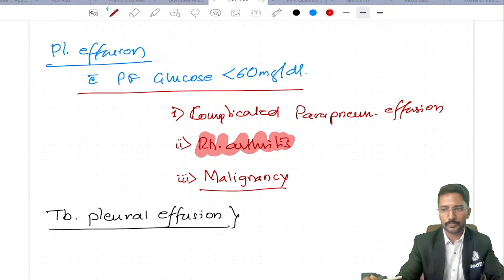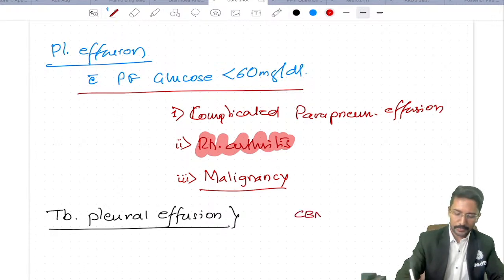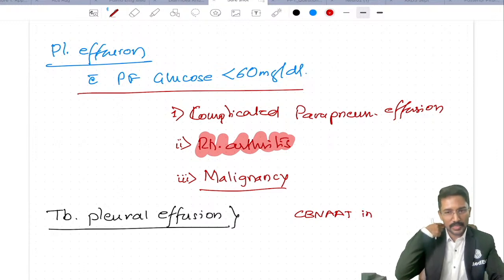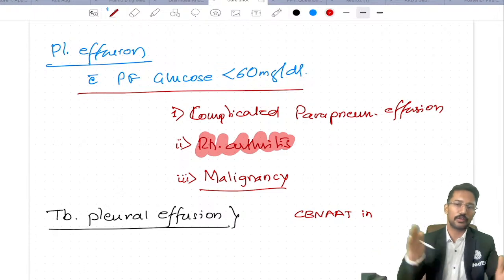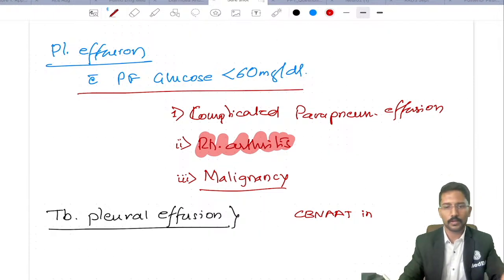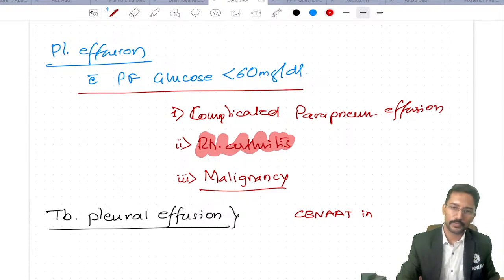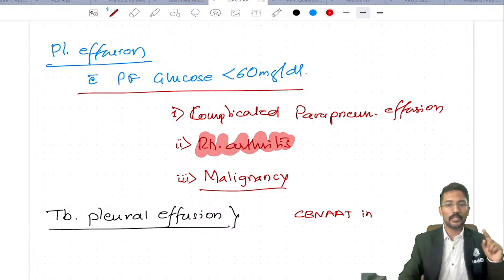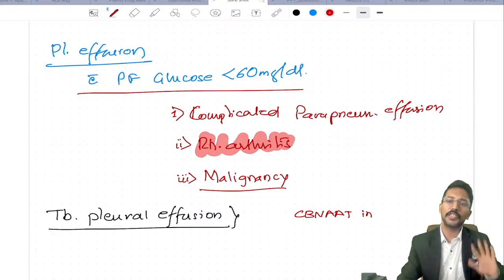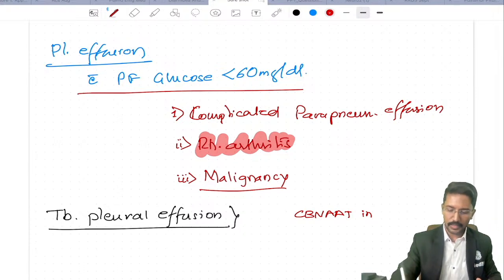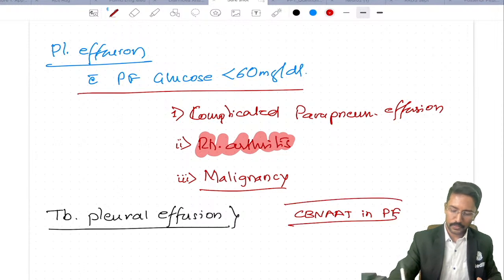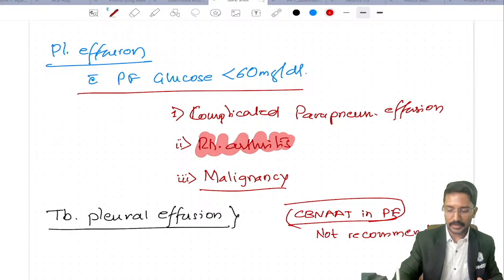Two important MCQ points. Okay, so CBNAT, you do CBNAT or TB PCR in your CSF, you do it from various other fluids, but not in pleural. Sputum you do it, that's like a standard thing now, but not in pleural. Why? Because pleural tuberculosis is paucibacillary and mostly it will not give rise to a positive result. Its sensitivity is only 40%, right? CBNAT in pleural fluid, please remember, not recommended. Don't even send it.